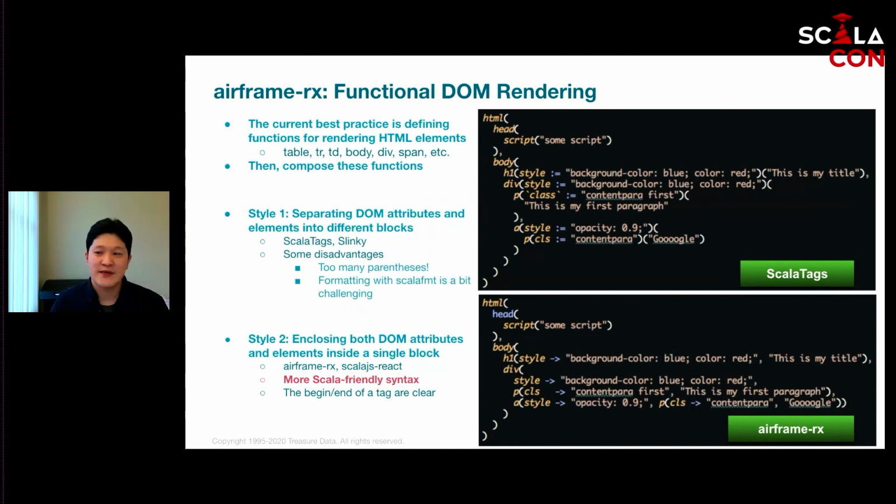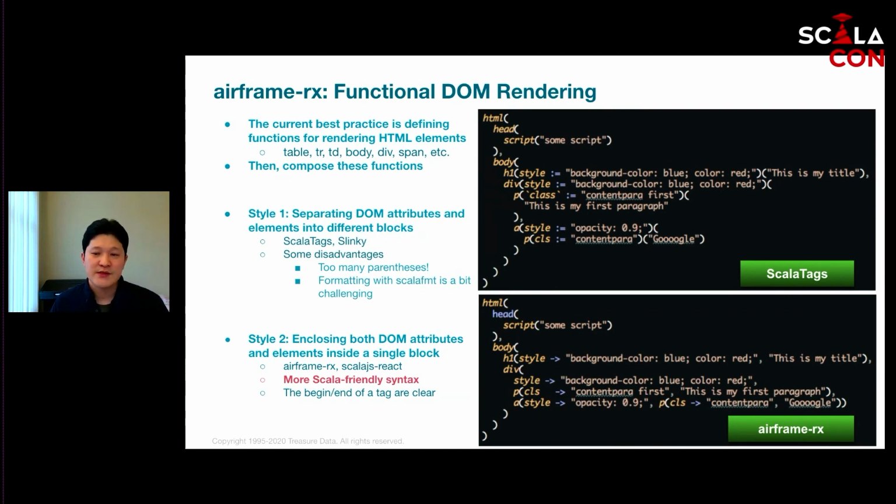But you don't need to worry about it because Scala is so powerful, and you can define DOM elements just by using Scala functions. The best practice is defining functions for rendering HTML elements or individual HTML tags like html, body, div tag, span tag. These tags can be defined as Scala functions. Then you need to compose these functions to build complex nested DOM elements.